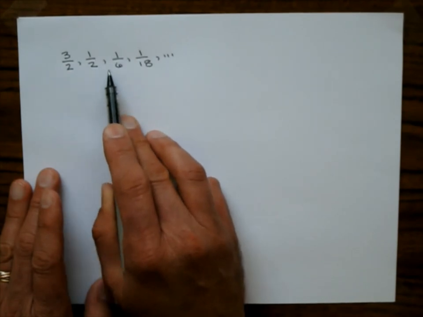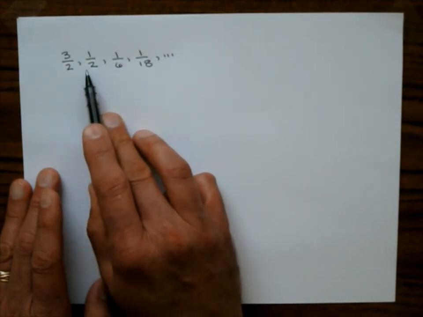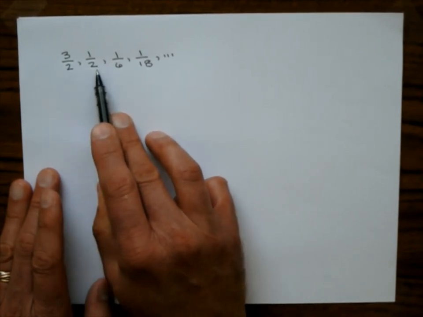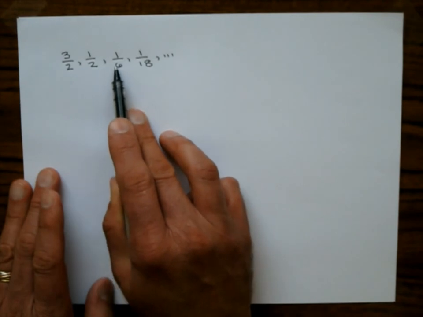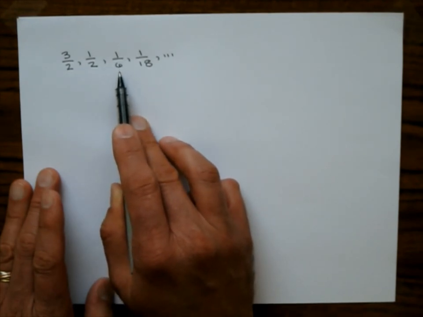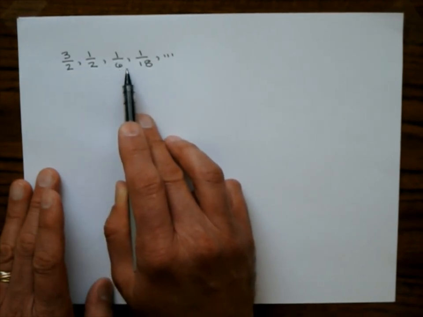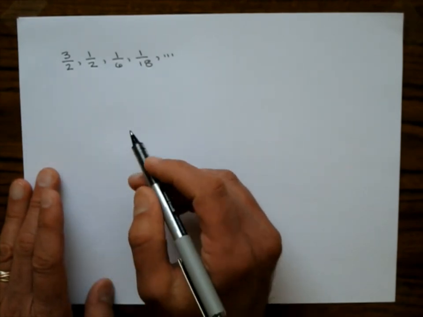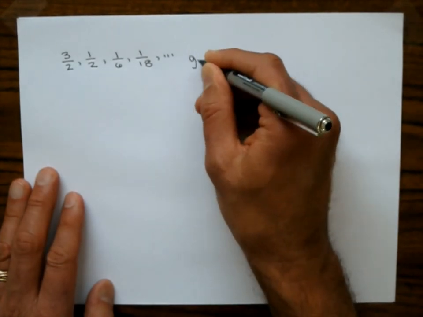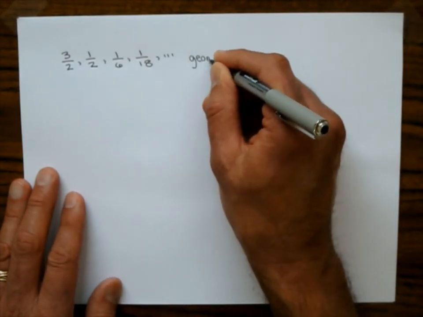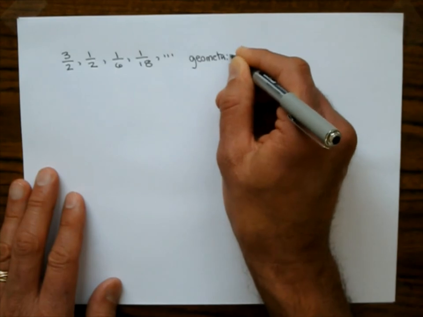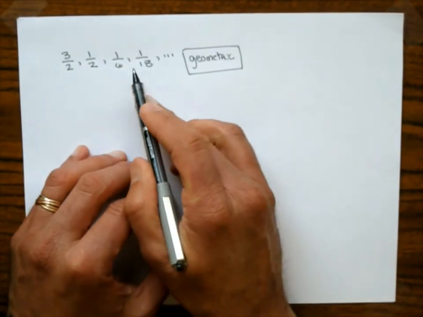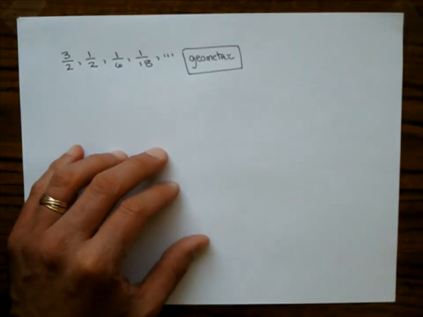Or maybe you can work from here to here. It looks like I'm multiplying by 1/3 each time, because if I multiply that by 1/3, the 3's go away. Multiply that by 1/3, I get 1/6. Multiply this by 1/3, it's just like you're multiplying the bottom by 3. And so, wow, I'm multiplying by 1/3 each time. So this right here is a geometric sequence. Sequence because there's the commas, we're not adding anything up.